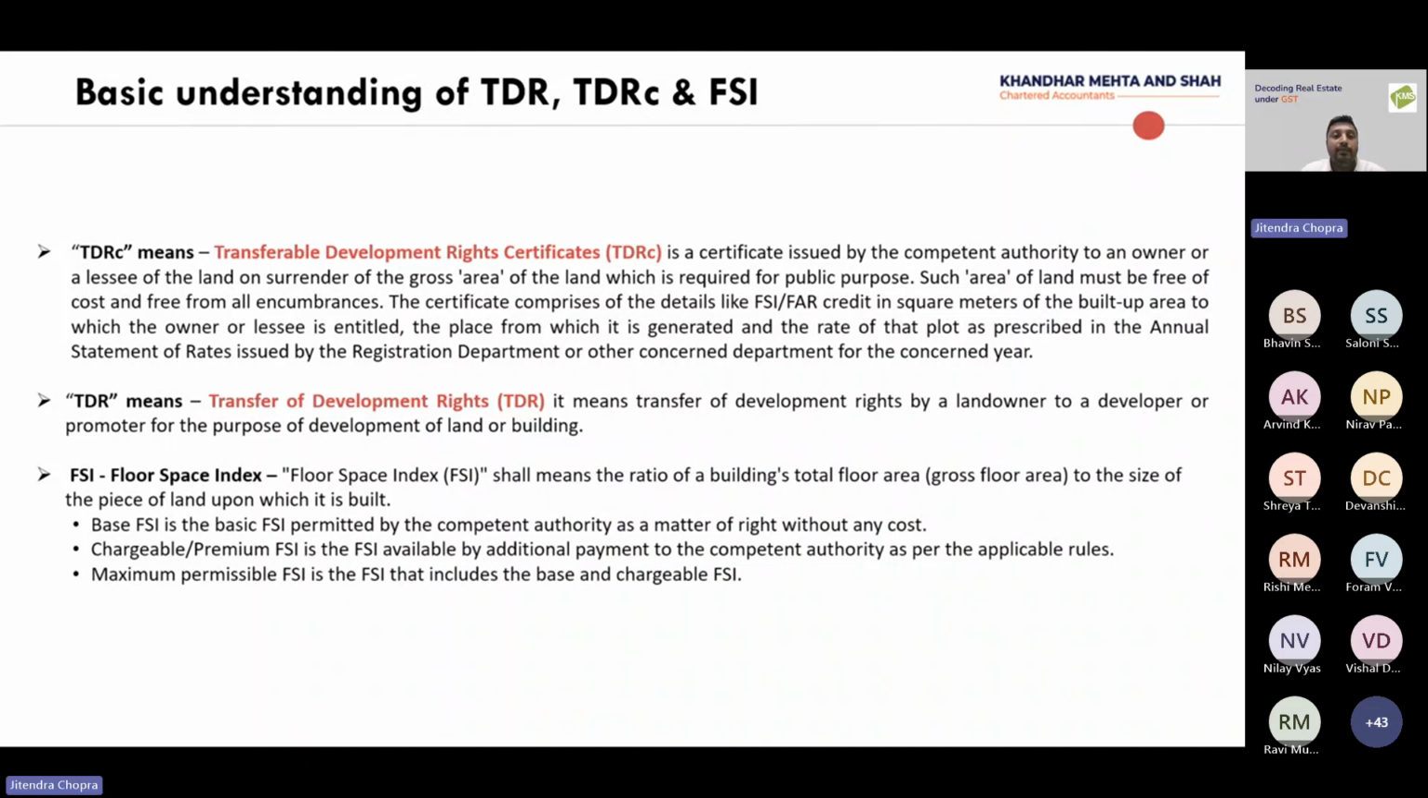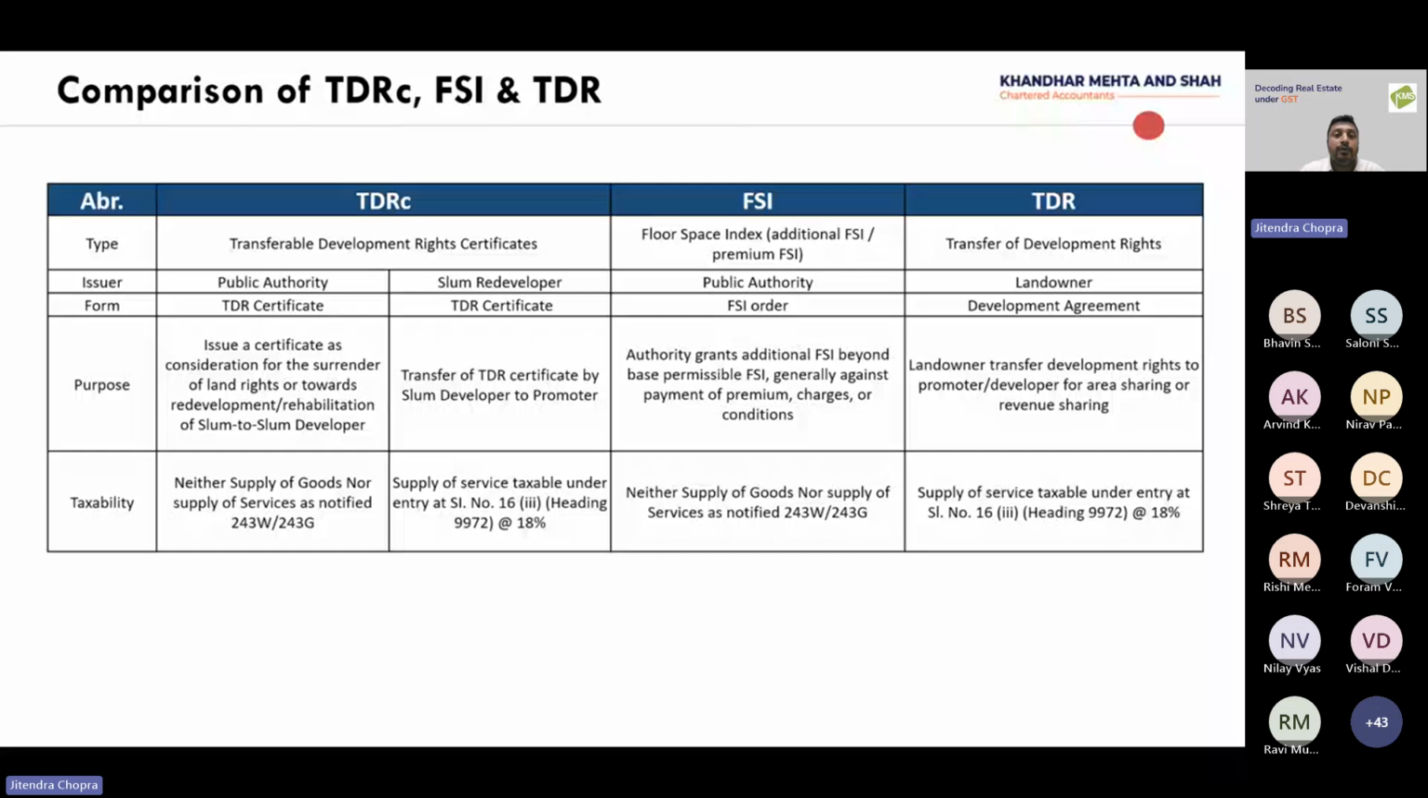To understand these terms, we have made this comparative table. TDRC issued by an authority may be treated differently. Additional FSI granted by an authority may also have different treatment. But private transfer of development rights by a landowner to a promoter is where the GST department aggressively taxes. The department's stand is that this is a supply of service under heading 9972. But the taxpayer argues that this is a transfer of immovable property. Now, this is the core dispute.